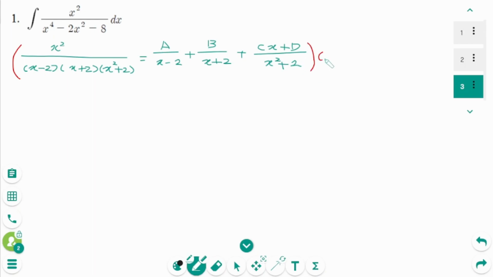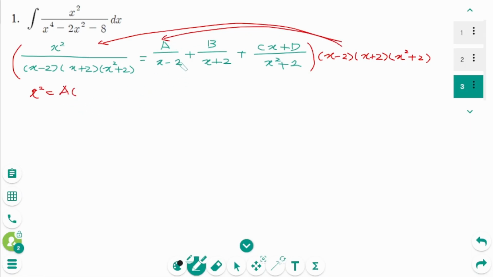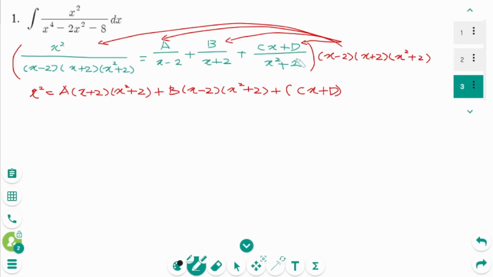Then multiplying by x minus 2 times x plus 2 times x squared plus 2 on each side, we have x squared equals a times, x minus 2 is cancelled, then x plus 2 times x squared plus 2, plus b times, x plus 2 is cancelled, then x minus 2 times x squared plus 2, plus cx plus d times, x squared plus 2 is cancelled, and x minus 2 times x plus 2.